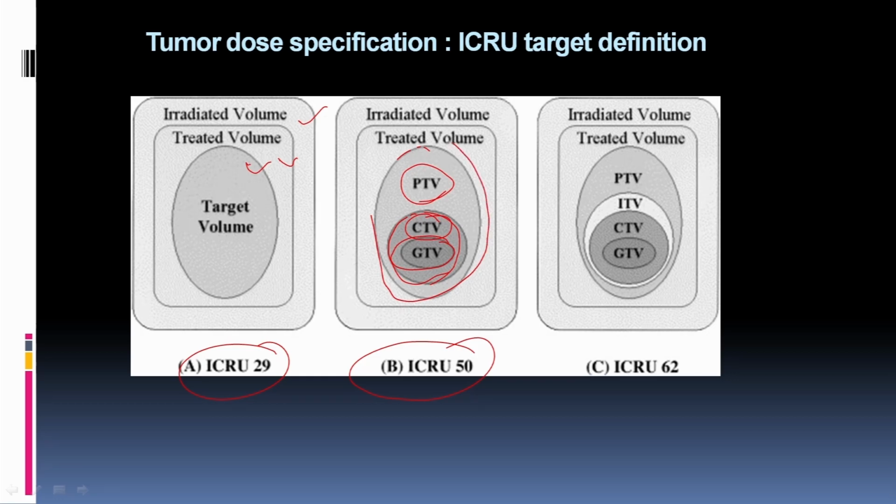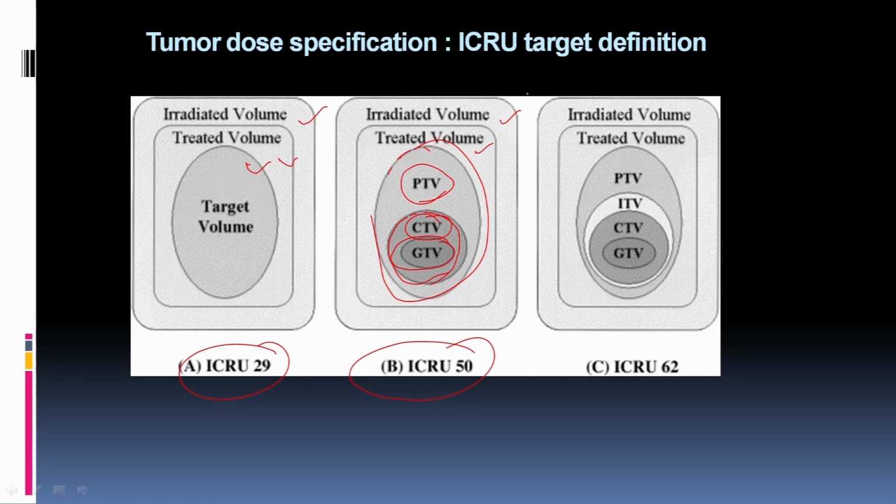Now, because of day-to-day patient treatment setup, there may be some machine error, and there may be some other geometric uncertainties. So, we need to give one more margin, that is the planning target volume. So, GTV plus CTV plus PTV is the target volume of our treatment planning, and we have a treated volume and an irradiated volume.